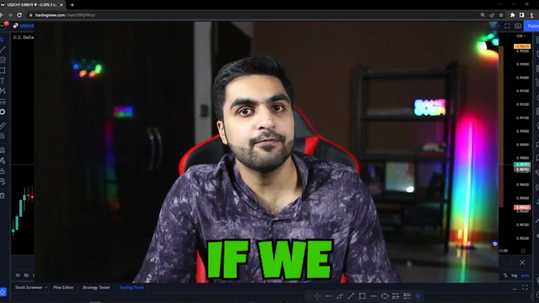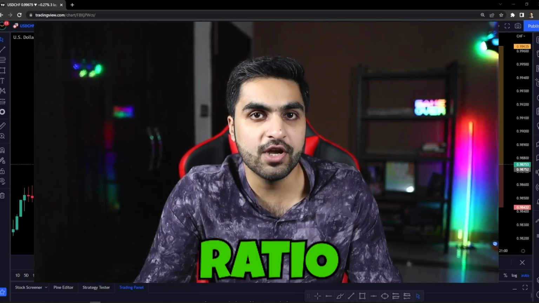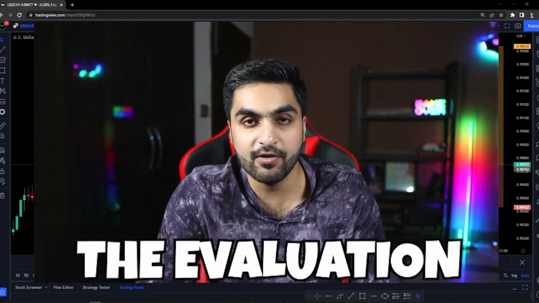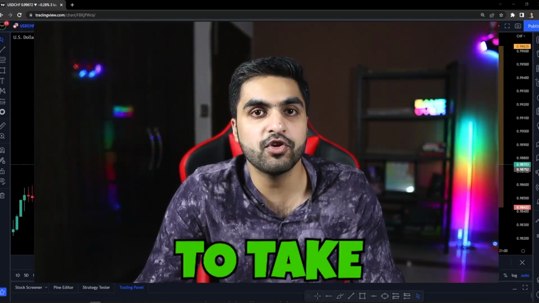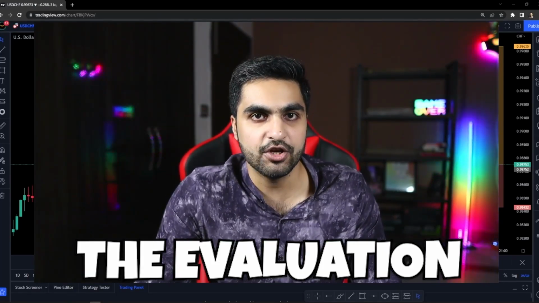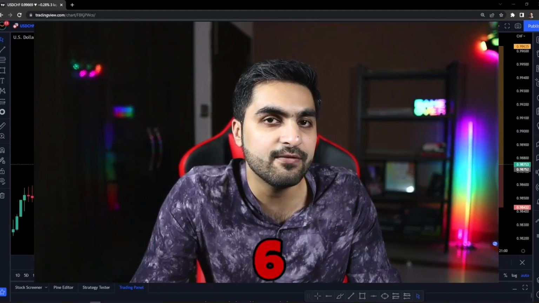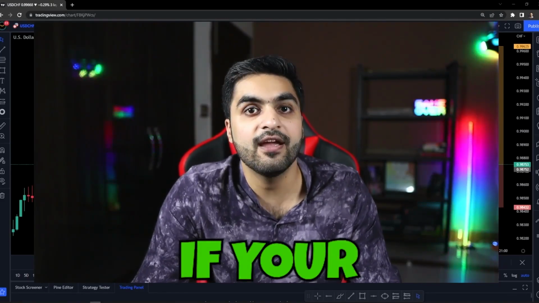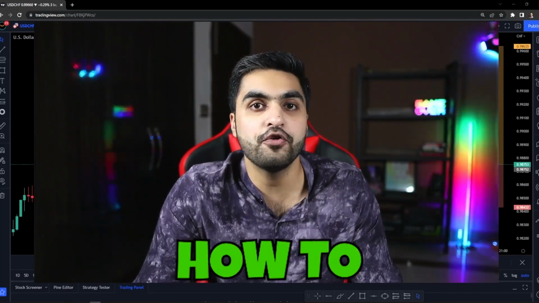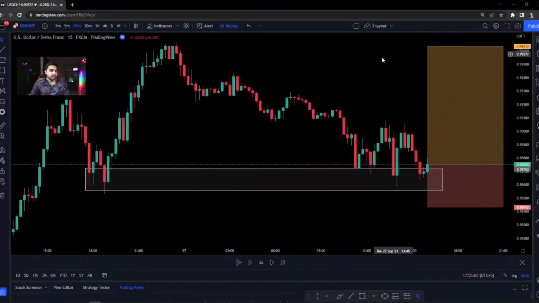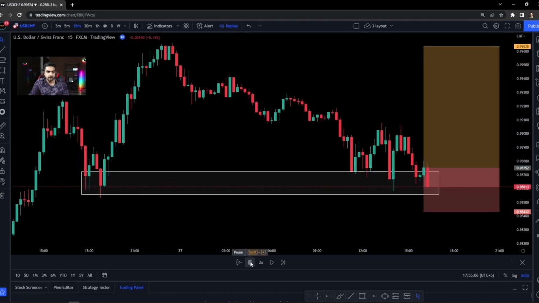So ultimately, if we can target a good risk to reward ratio, that will help us pass the evaluation even in a short period of time. So we won't have to take 20 trades to pass the evaluation. We can pass the evaluation in 6, 7 or 8, 9 trades if your risk management is good and if your strategy is good and if you know how to control your emotions. So let's see how this trade has played.